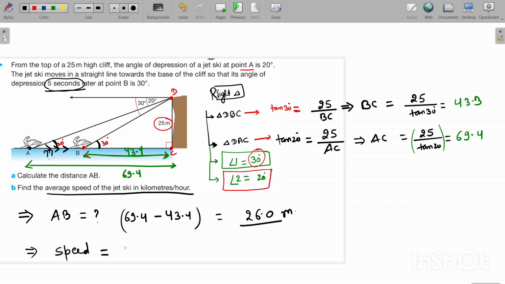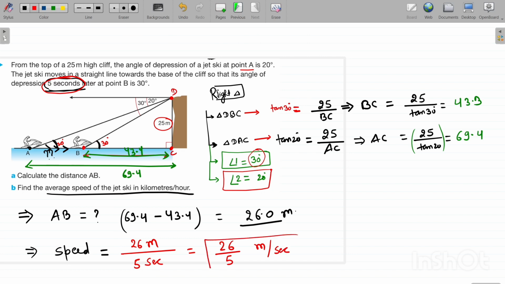So yes, Princess, can you tell me how we can find the speed now? You have this distance AB. You have the time of this traveling. So how we can find the speed? Distance over time. Correct. So distance is 26 meters and time is 5 seconds. So you can write your answer as 26 upon 5 meter per second.